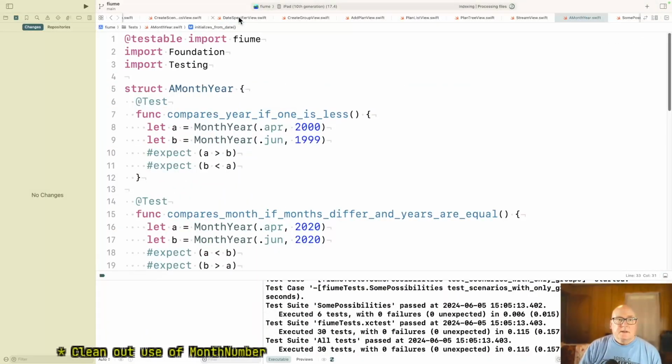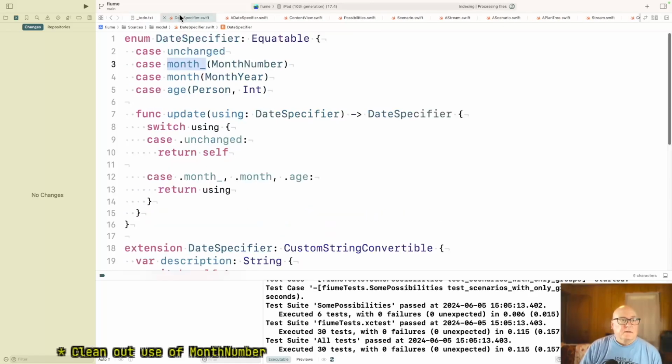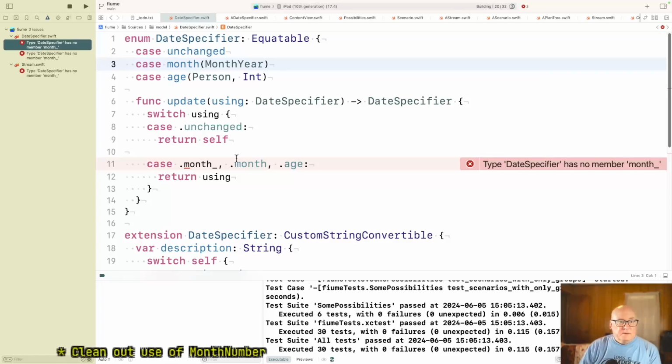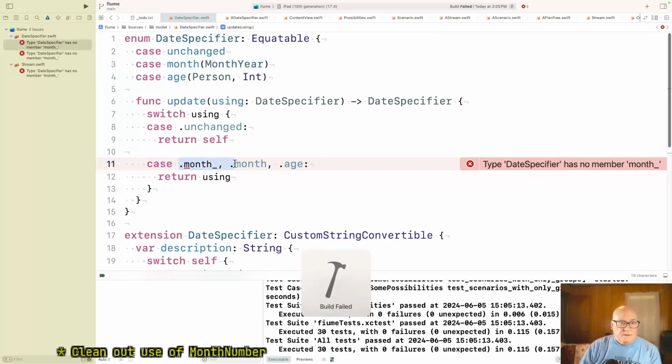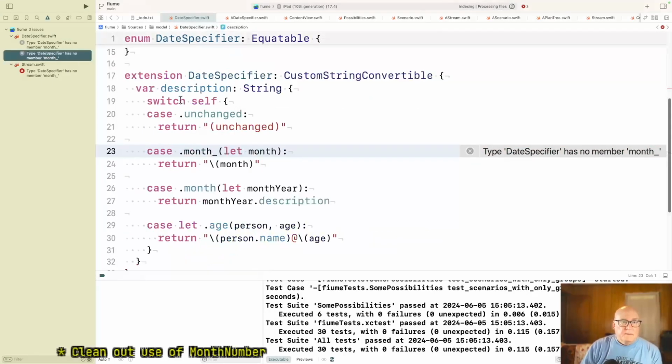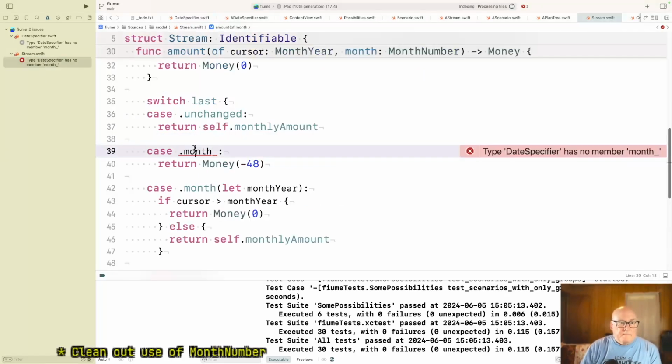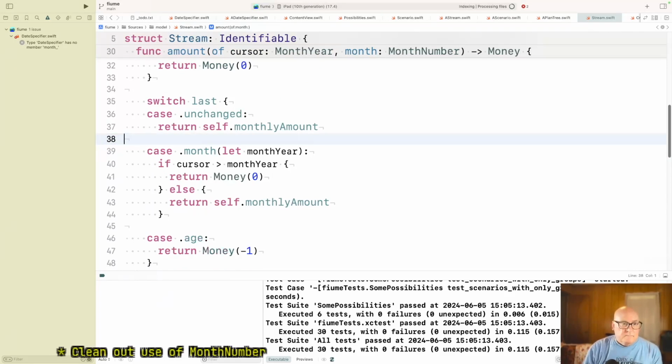Okay, so date specifier. I believe we can take this one out now. There'll be complaints, but they're all no longer really being used. And some, maybe a test. We got a lot of the test stuff.